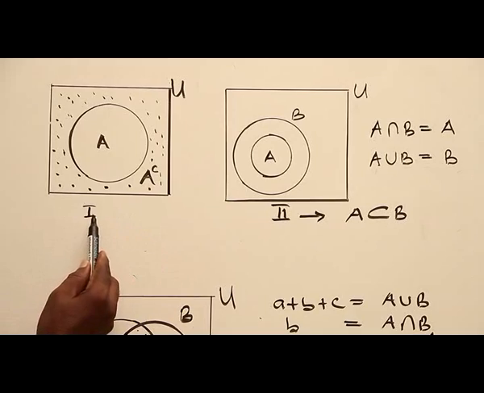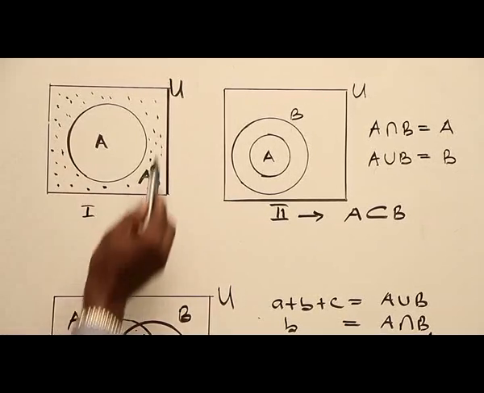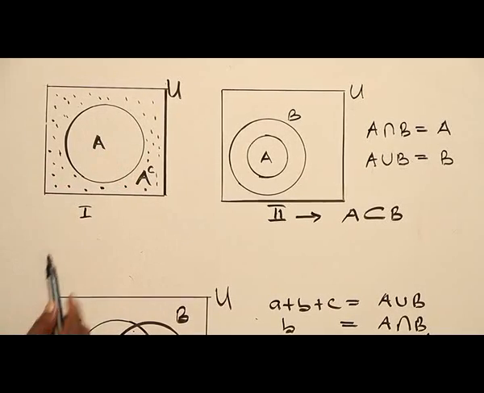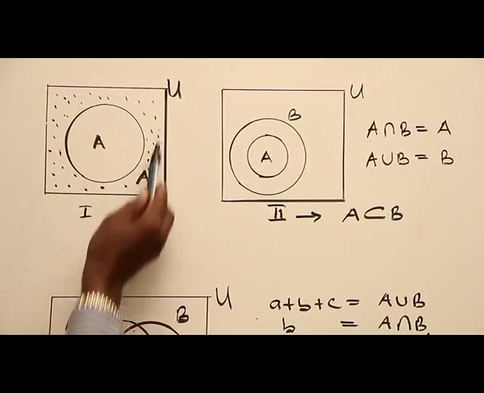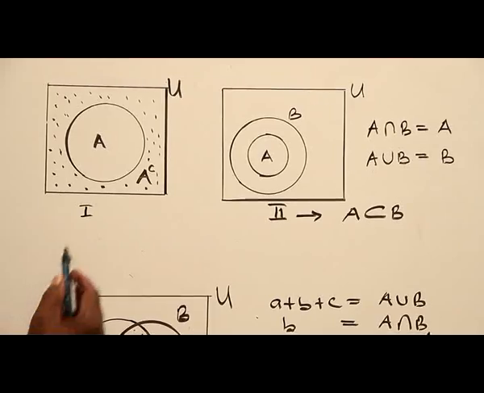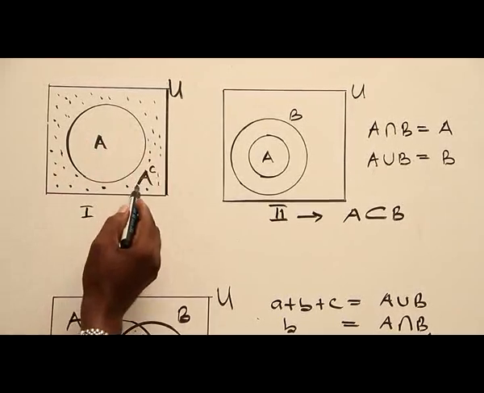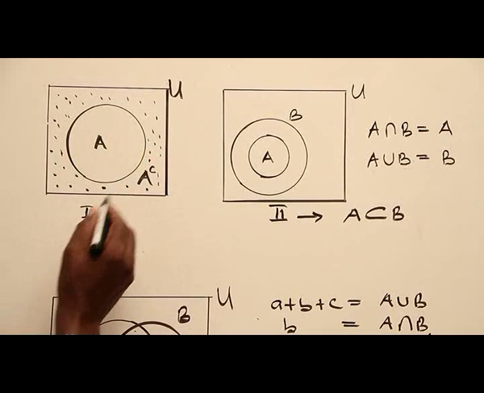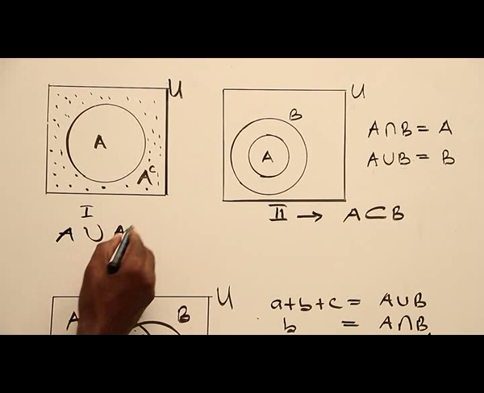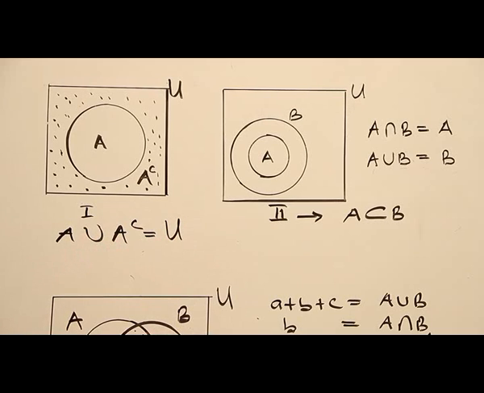The first one here, figure 1, we have the universal set, and then we have the set A, and then around the set A is shaded, and that is A complement. So we have the set A and the outside is A complement. As a matter of fact, you now discover that our A union A complement is equal to the universal set.